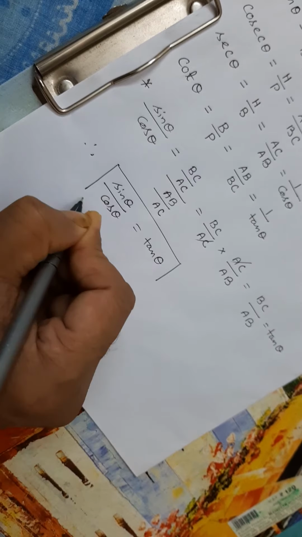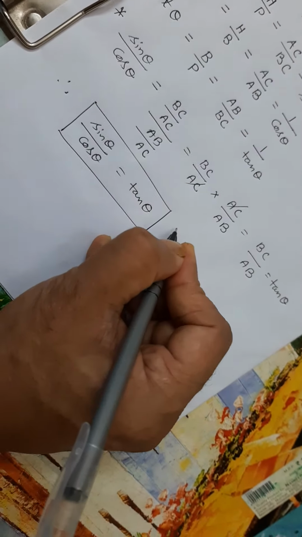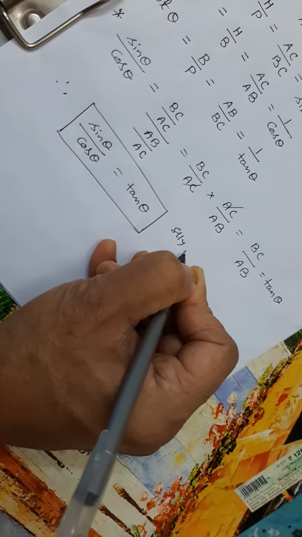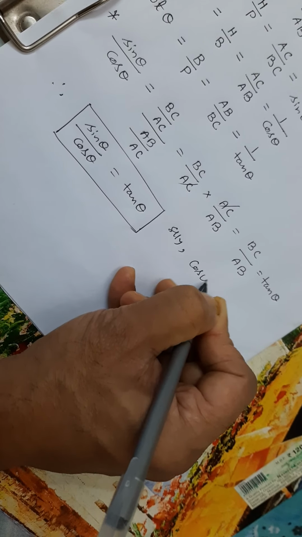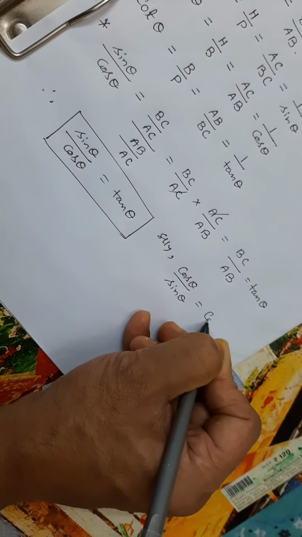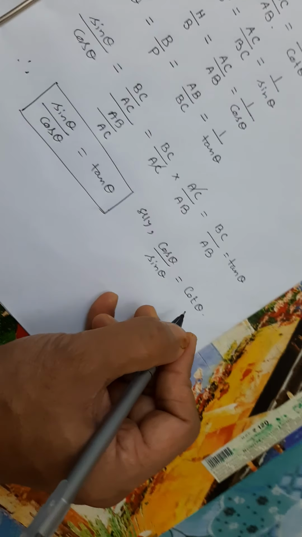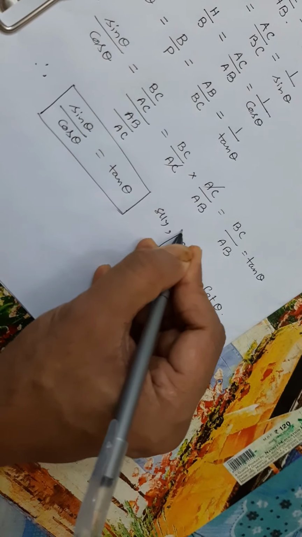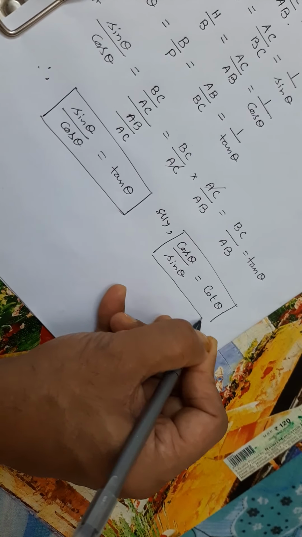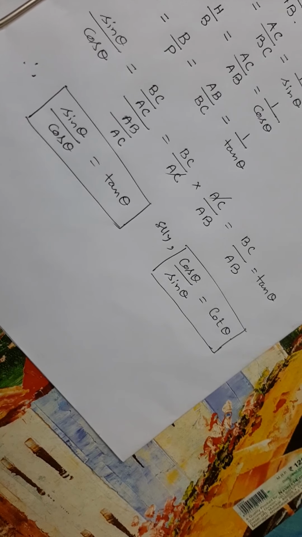This one you have to remember. Similarly, cos theta by sin theta equal to cot theta. If you divide cos theta by sin theta, then you will get cot theta. This is another formula we can say. Tan theta equal to sin theta by cos theta and cot theta equal to cos theta by sin theta.